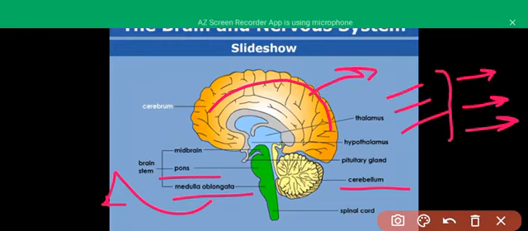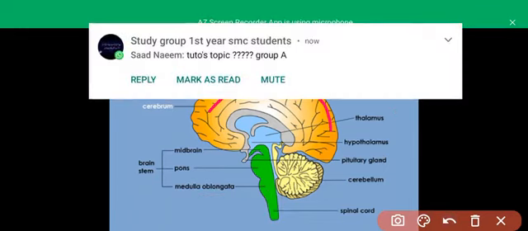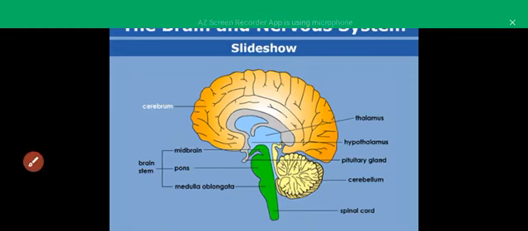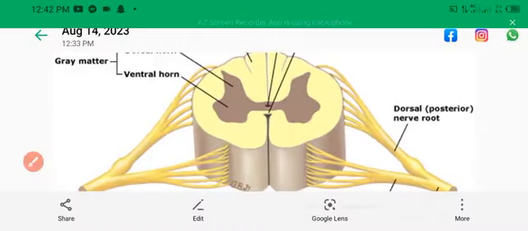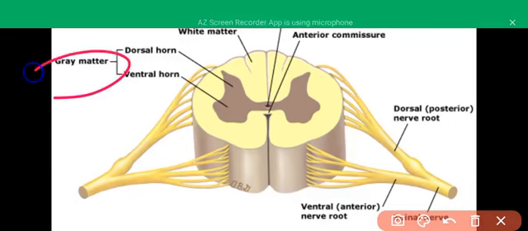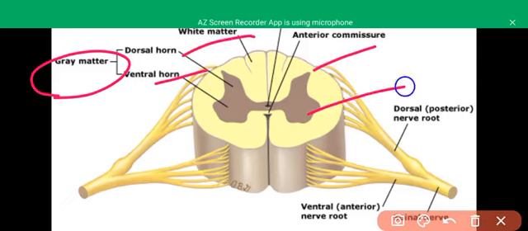Then there is the spinal cord. You know that the medulla oblongata narrows down to form the spinal cord. The spinal cord is in between the vertebral column. We will study the transverse section of this spinal cord. Here is our transverse section of the spinal cord. It consists of central butterfly-shaped gray matter containing the dorsal horn and ventral horn. Here is the dorsal horn, here is the ventral horn, here is the central canal.